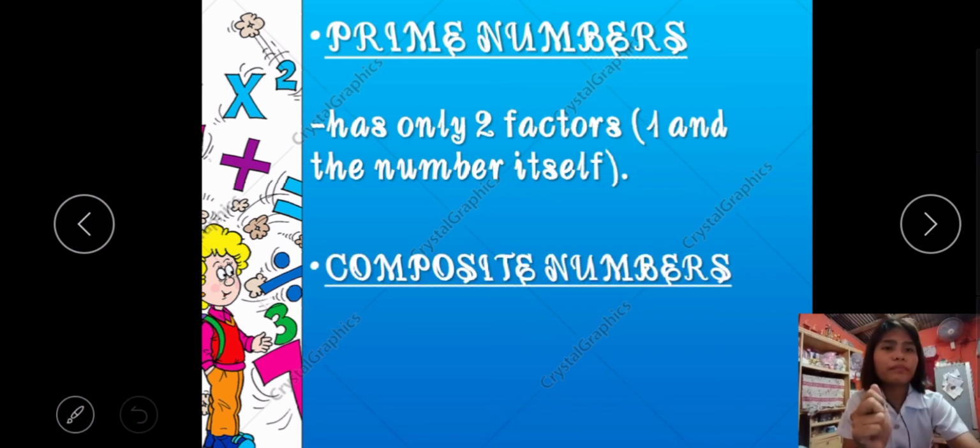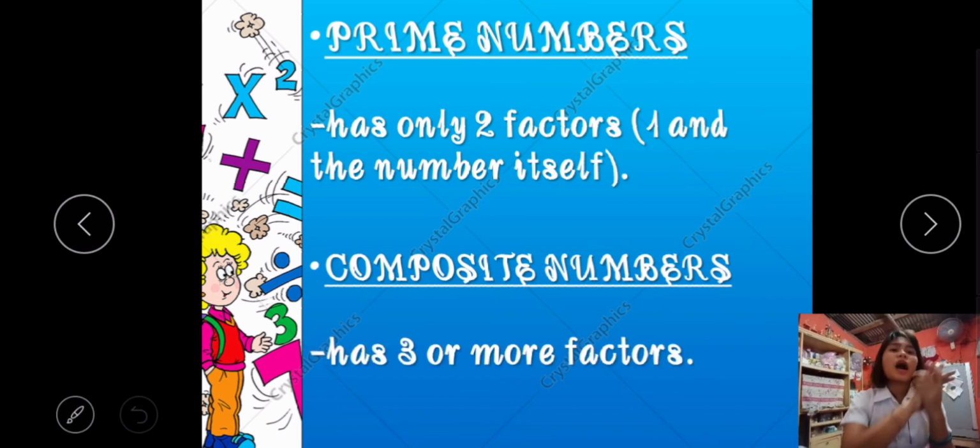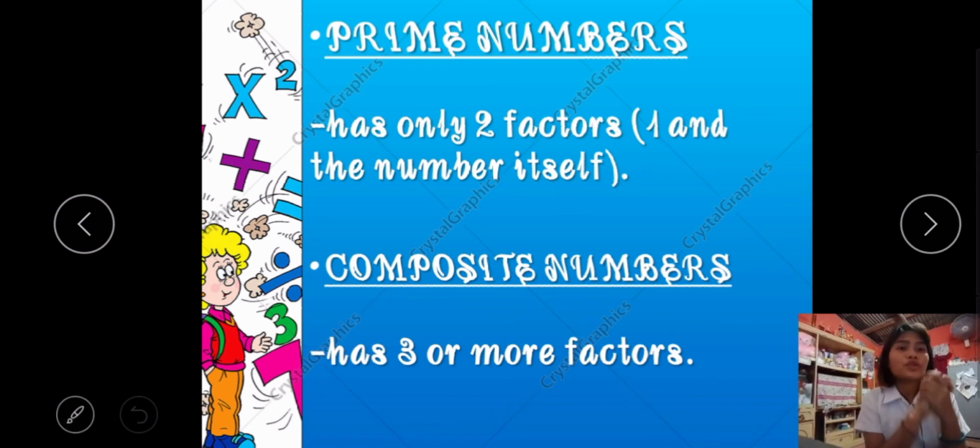Next are composite numbers. Composite numbers have three or more factors. Some examples of composite numbers are 4, 8, and 10, because they have three or more factors, so they can be multiplied by not only itself and not only by 1. So now, let's proceed on how to find the LCM using the prime factorization method.